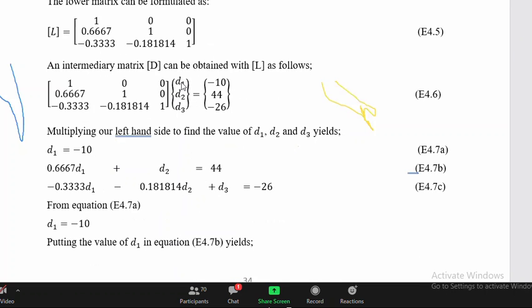We will calculate D1, D2, D3 using the lower matrix, and then the given B, the constant right-hand side B, originally given, not modified. It is minus 10, 44, and 26. Let us see it so that you will understand what we are saying.